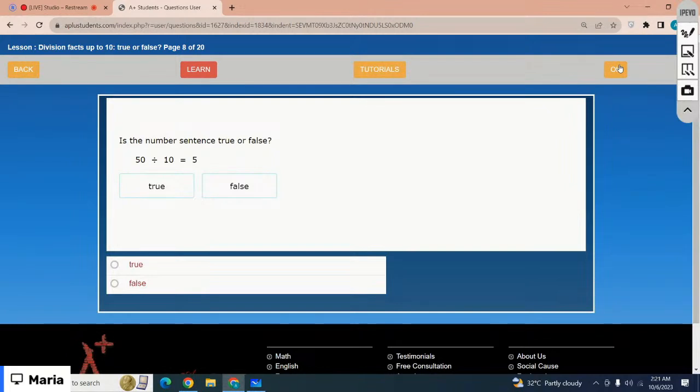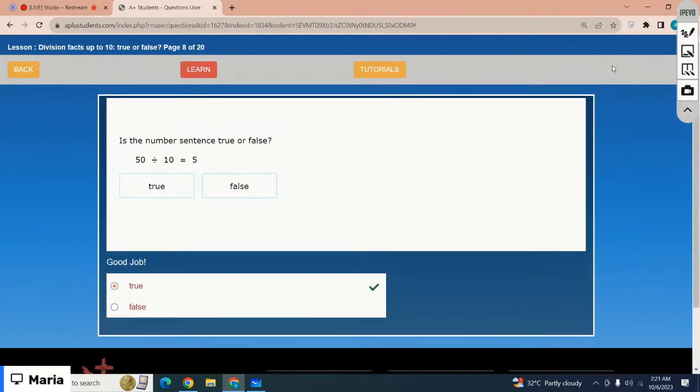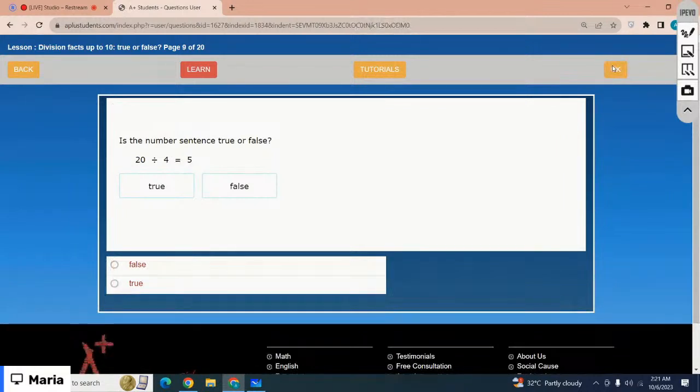Which is the correct option? True or false? The correct option is, it is true. Very good. The correct option is true. Okay, is the number sentence true or false? 20 divided by 4 equals 5. Is it the correct one?